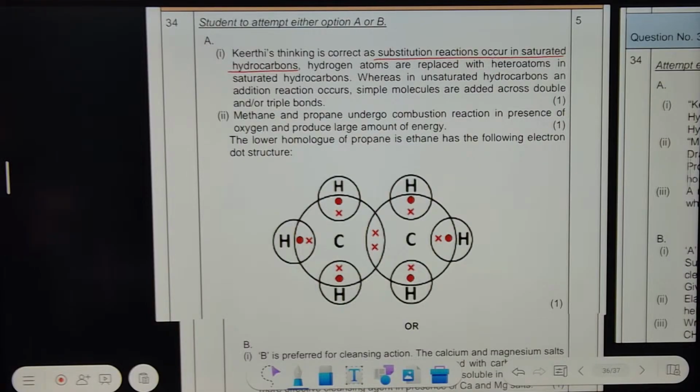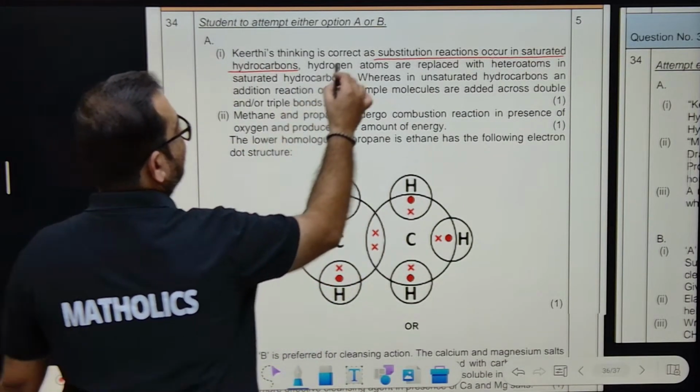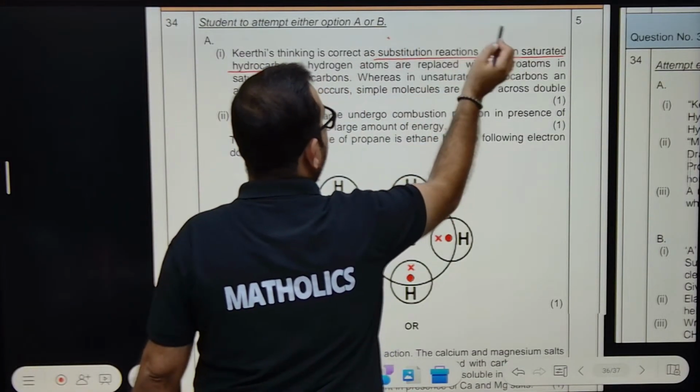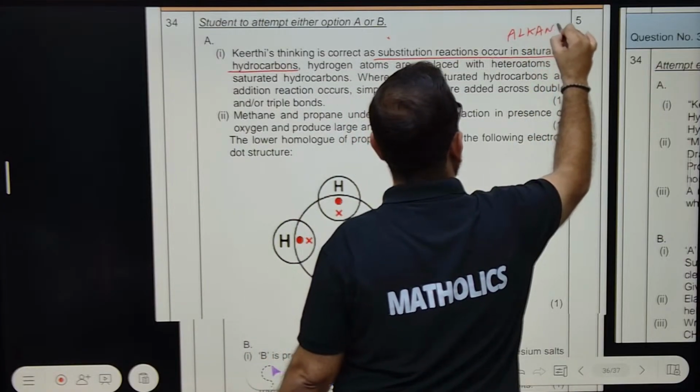Tell me in the comments. Saturated and unsaturated hydrocarbons are coming or not? Okay, done. You know, the saturated hydrocarbons would mean the alkane group. Okay, alkane group, right? Saturated is alkane group, right?